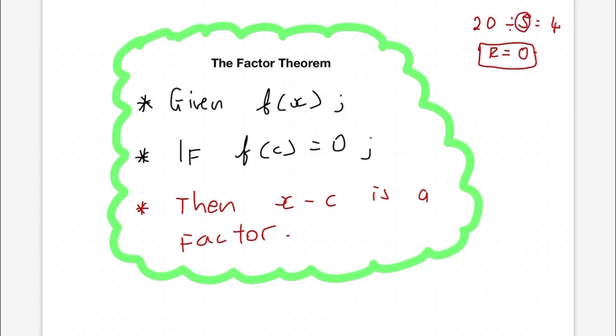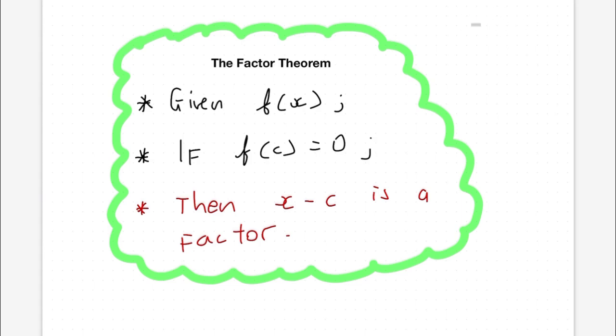If the remainder is 0, then 5, the one we divided by, must be a factor of 20. Whenever you divide something by something else and get no remainder, that means that something else is a factor of the something. So if you take 100 divided by 2, you get 50 and no remainder. That means 2 must be a factor of 100. That's all this is telling us.